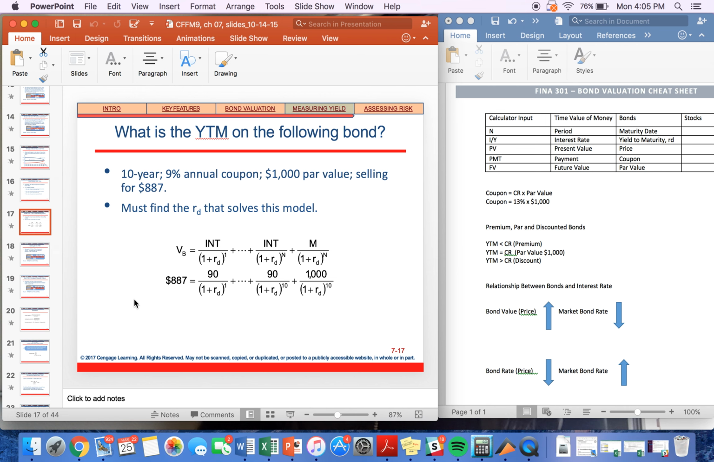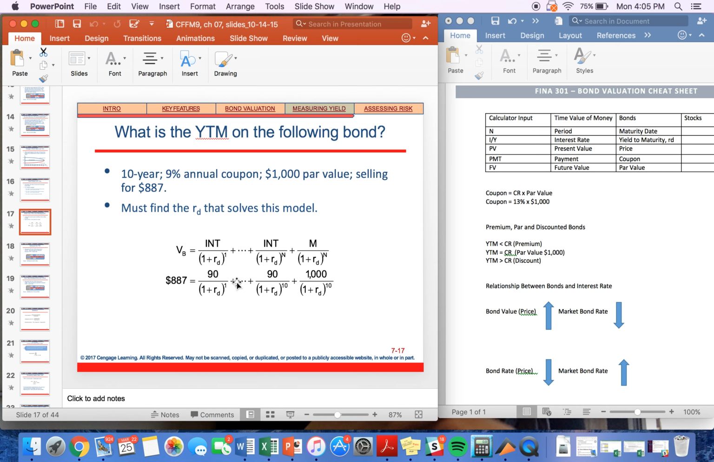So with bond valuation, just like with time value of money, you aren't just going to solve for your present value in your calculator or the price of your bond. You can also solve for other factors. And so here in this question, we're going to solve for yield to maturity, okay? So let's look at this question. It says this is a 10-year, 9% annual coupon bond. It's $1,000 par value, and today it's selling for $887, okay?